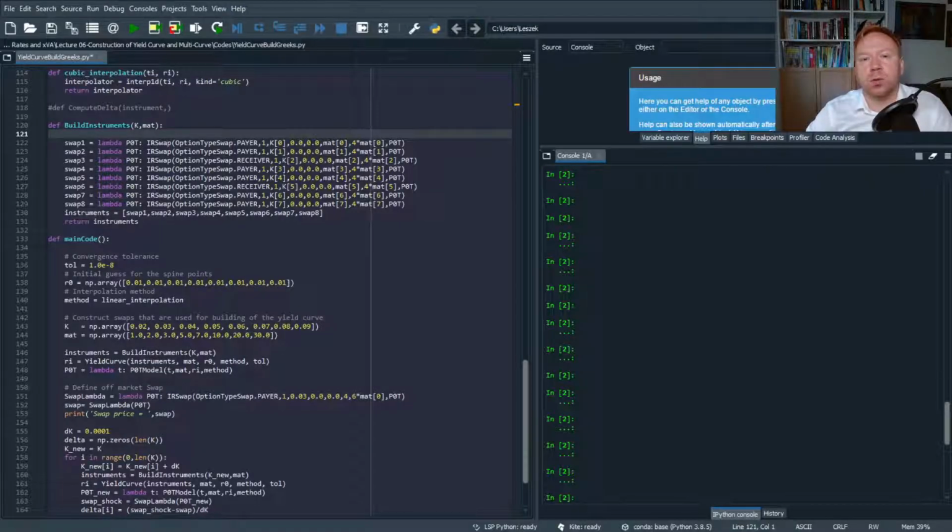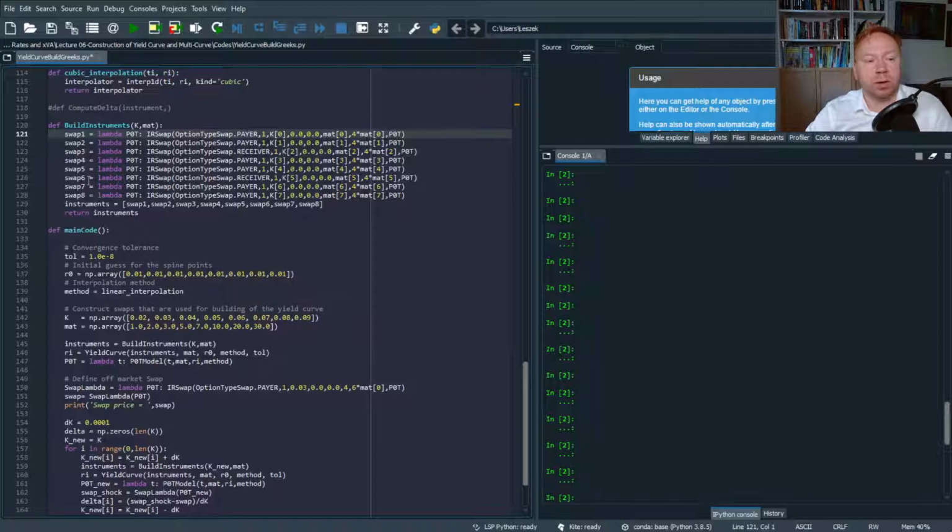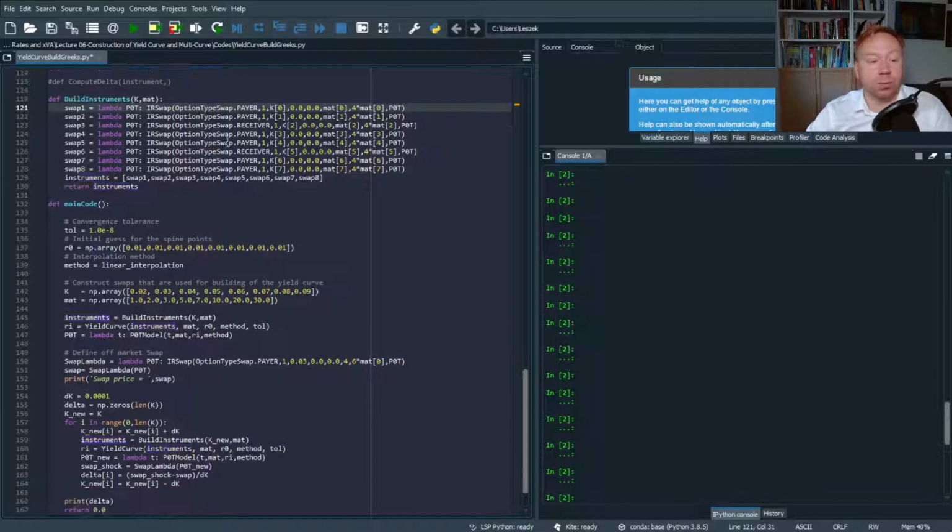In the hedging experiment, we'll be relying on a function we developed earlier for calibration of a yield curve. I have made only some small adjustments. One of them is that the construction of the instrument set is now just a function. Here we have build instruments, and for a given set of strikes or fixed rates and a set of maturities, we can construct a vector of instruments, a vector of swaps. Of course, right now we just have a portfolio of swaps. If you would like to include additional instruments, you will need to adjust this function too.